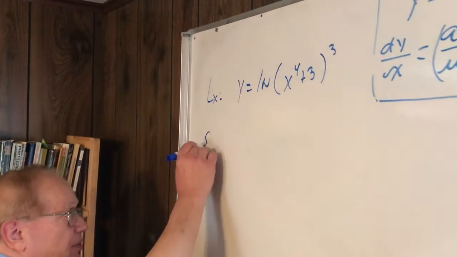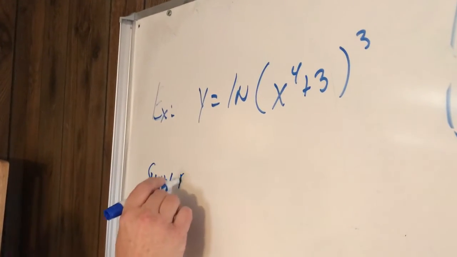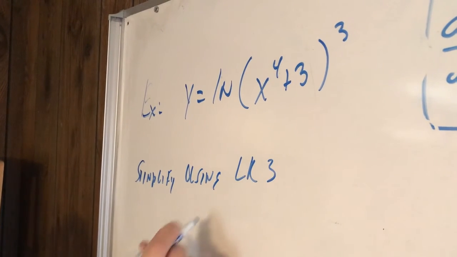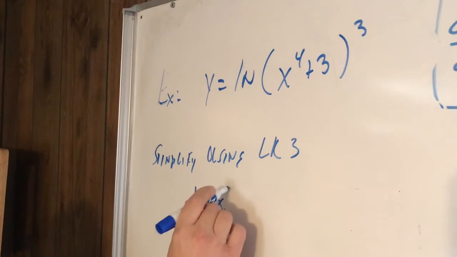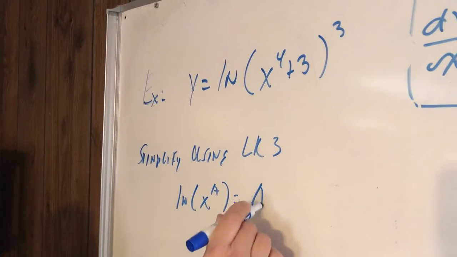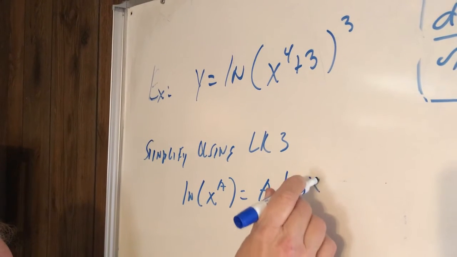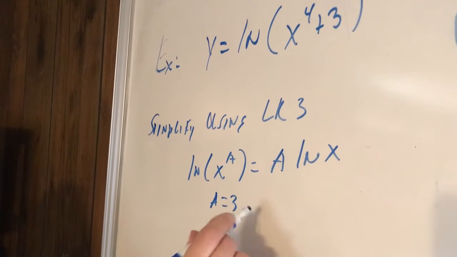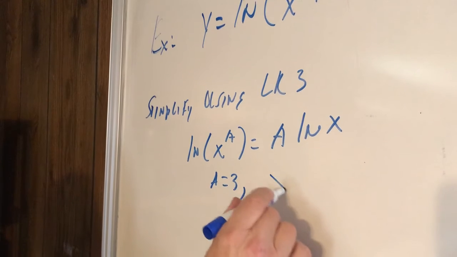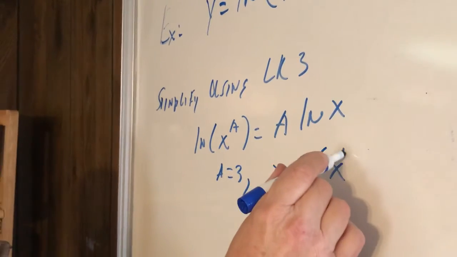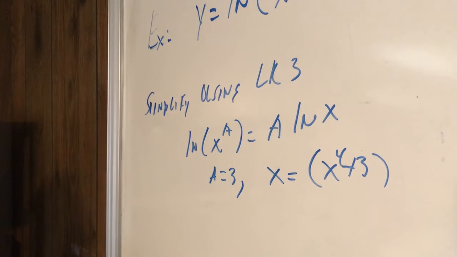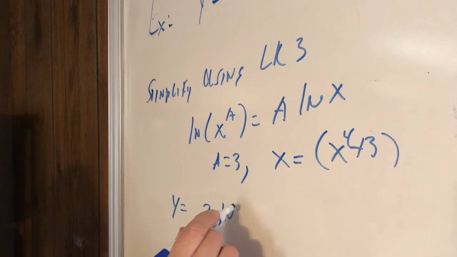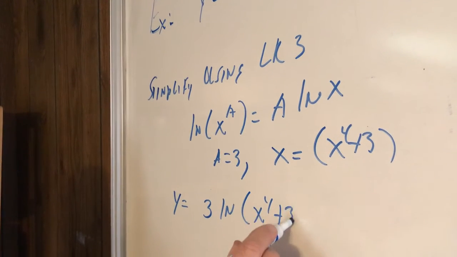So the first thing is I'm going to simplify using log rule 3, which says that the natural log of x to the a equals a times the log of x. Notice in this case, a equals 3, and x is our x fourth plus 3. So I can say that y can reduce to 3 times the log of x fourth plus 3.